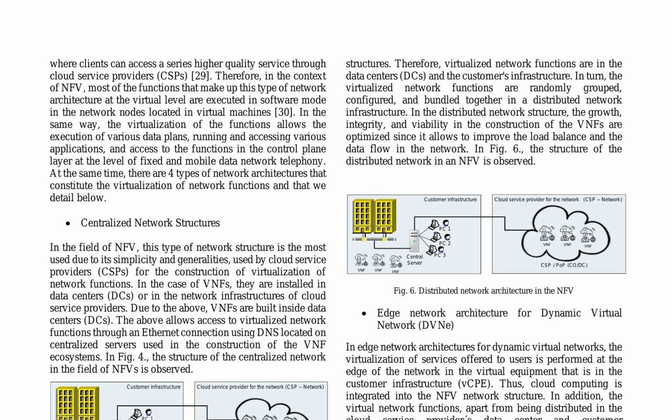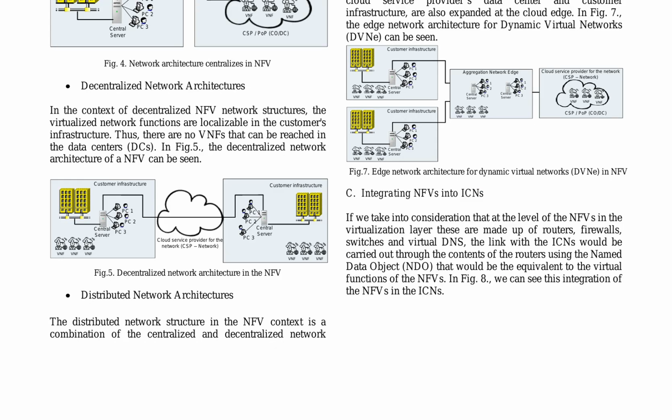NFV network architectures include 4 types: centralized, decentralized, distributed, and edge network architectures for dynamic virtual networks, DVNA. Centralized network structures are the most used due to their simplicity, with VNFs installed in data centers or cloud service providers' network infrastructures. Decentralized network architectures have VNFs localized in the customer's infrastructure. Distributed network architectures combine centralized and decentralized structures, optimizing growth, integrity, and viability in VNF construction. Edge network architectures integrate cloud computing into the NFV network structure, with virtualization of services offered to users at the edge of the network.